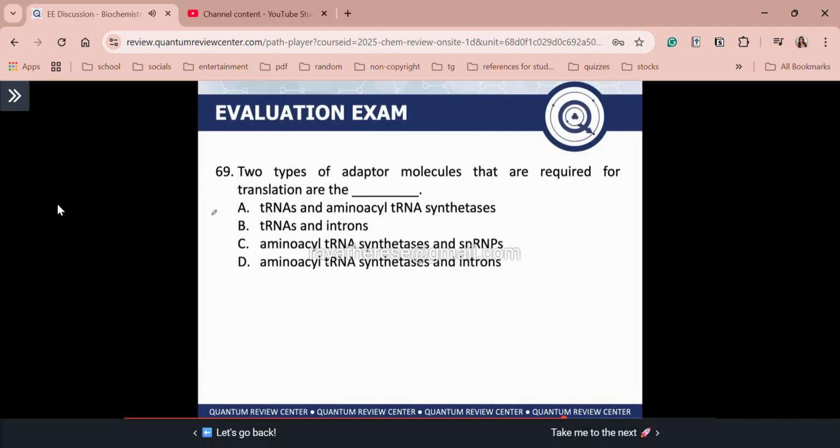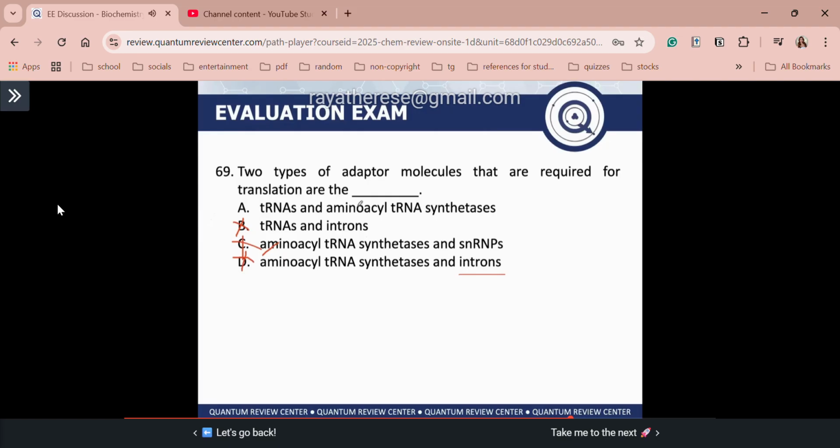Alright, so tRNAs and introns. So class, remember, introns are not adapter molecules, di ba? They are non-coding RNA sequences that are removed during RNA processing and they are not directly involved in translation. So your letter B is incorrect. Letter C, amino-acyl tRNA synthetases and SNRPs or SNRNPs. Tama po si amino-acyl tRNA synthetases, but si SNRNPs, again, involved po sila sa RNA splicing and not in your translation process. And of course, introns again, class, it's incorrect. And clearly, our answer is a tRNA, which will carry your amino acid, di ba? And your amino-acyl tRNA synthetases.